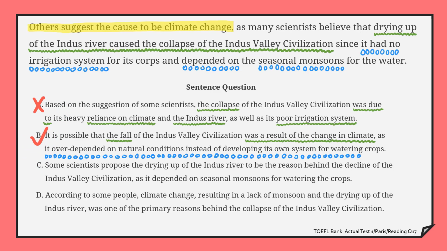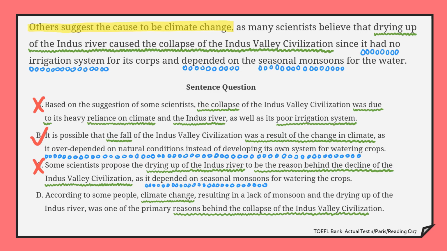Although we figure out the correct answer, remember to check the remaining answers quickly. C. Drying up of the river is the reason behind the decline of the civilization. This part is correct, as it depended on seasonal monsoons. It mentions one reason, but doesn't mention it had no irrigation system, so C is wrong. D. Climate change was the primary reason behind the collapse. This part is correct. Climate change resulted in a lack of monsoon and the drying up of the river. Like answer C, it doesn't mention it had no irrigation system, so I rule out D.